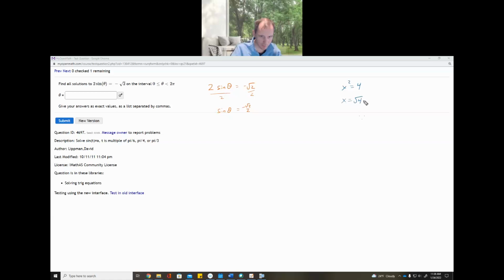Except that the square root of 4 is 2, and that's not the only answer. I also get x equals negative square root of 4, right? We take plus and minus. And why do I do that?